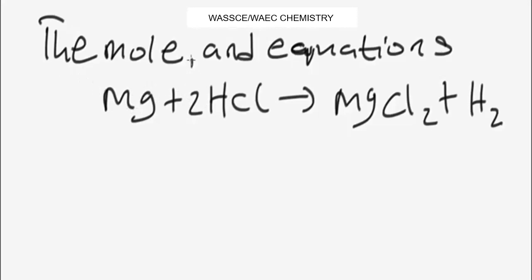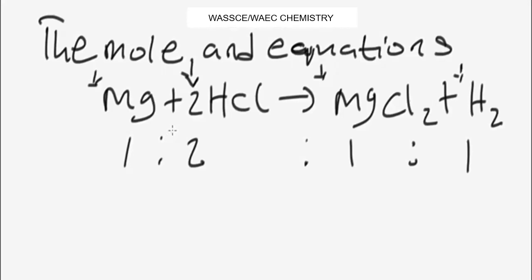For instance, this 2 is behind this compound, hydrochloric acid. This is the mole number. Here the mole number is 1. Here the mole number is 1. Here the mole number is also 1. So you can see that the mole ratio is 1 to 2 to 1 to 1. This is how you can decode the number of moles in a compound or element. So having known that, let's proceed.